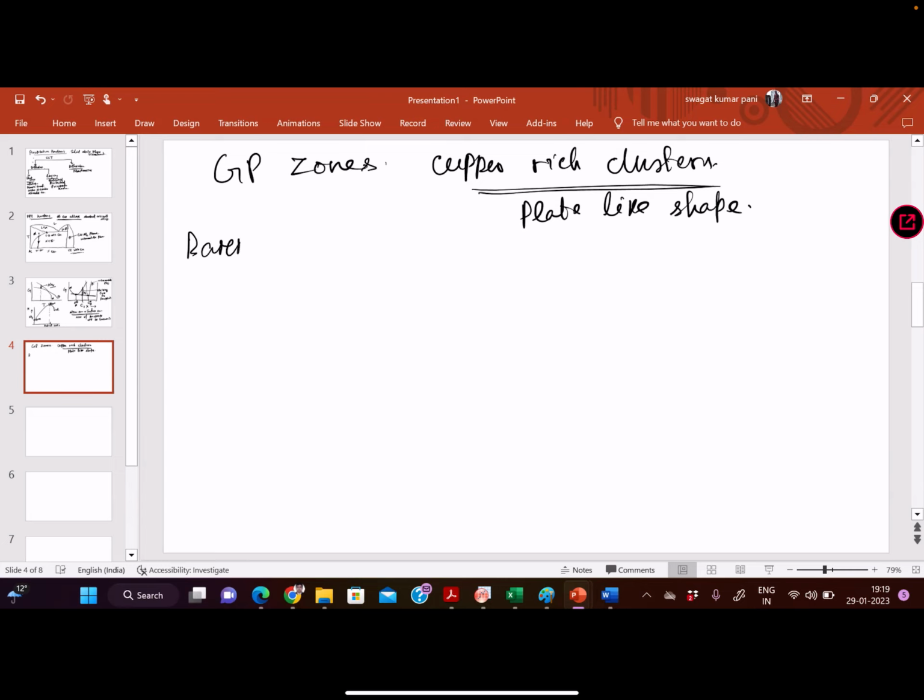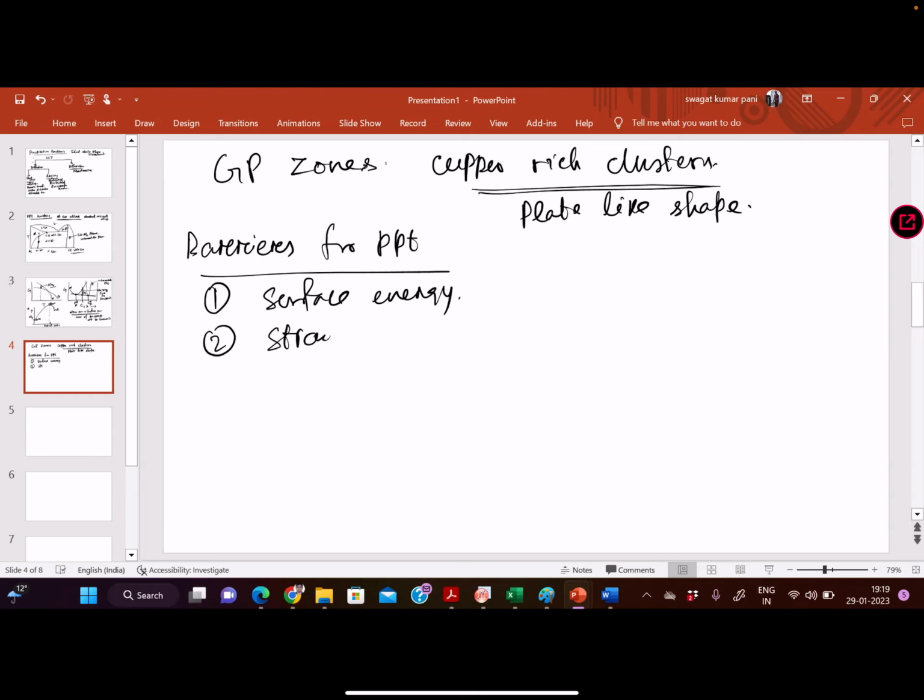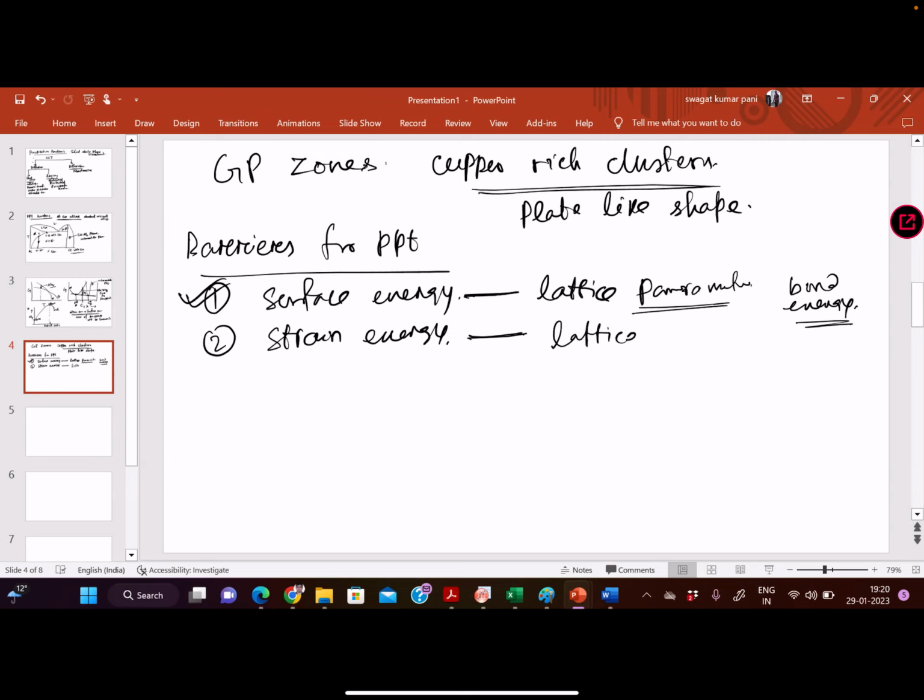So what are the barriers for precipitation? There are two factors. One is, as I told already, surface energy, and second is strain energy. Because a new surface is forming and there will be a lattice parameter difference, and also the bond energies will be different because of the difference of atoms. So that will cause the surface energy and strain energy. This is lattice parameter mismatch.